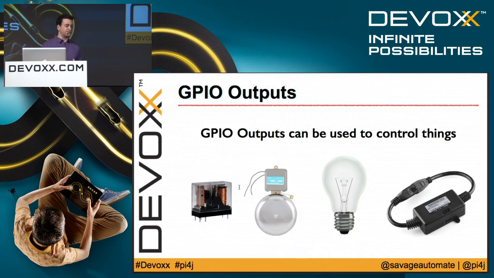So let's talk a little bit first about GPIO outputs. Outputs are the simpler of the two. Outputs are the ability for us as programmers to tell this GPIO pin to go high or go low. And what can we do with outputs?